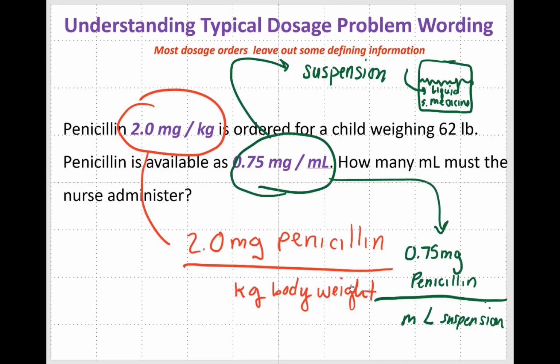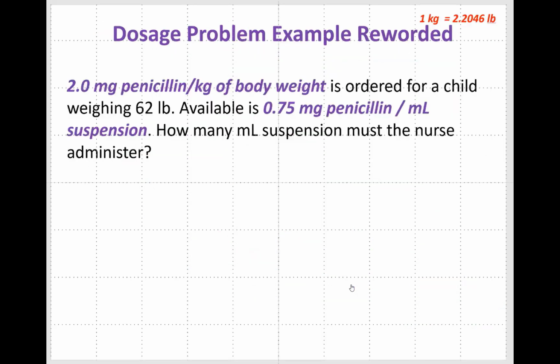Using this information, we could reword this problem, and I already have the rewording written out on the next slide. Let's go to the next slide. So here's the problem reworded. We have 2 milligrams of penicillin per kilogram body weight ordered for a child weighing 62 pounds. Available is 0.75 milligrams penicillin per milliliter suspension. How many milliliters of suspension must the nurse administer? So our needed unit is milliliters.